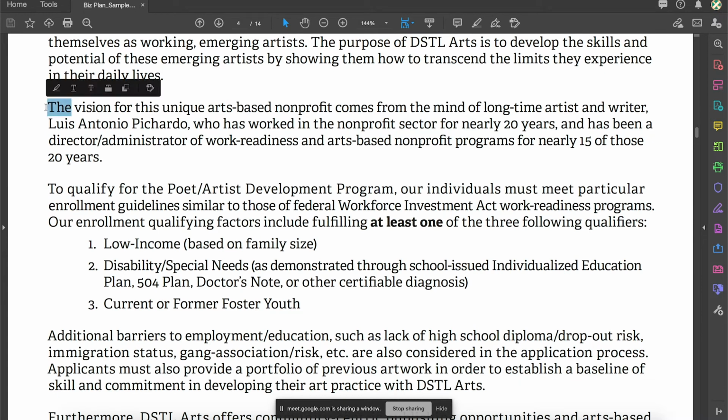Like I said, you also want to talk about the experience that you have in doing this type of work. So you'll have maybe one short paragraph dedicated to your work experience, and what makes you qualified to actually operate your own business in whatever field it is that you're doing. In my case, because Distill Arts is an arts-based nonprofit, and I've been working in the nonprofit world since I was 18 years old, that's why it has there that I've been working in this kind of field for the past 20 years, almost 20 years.